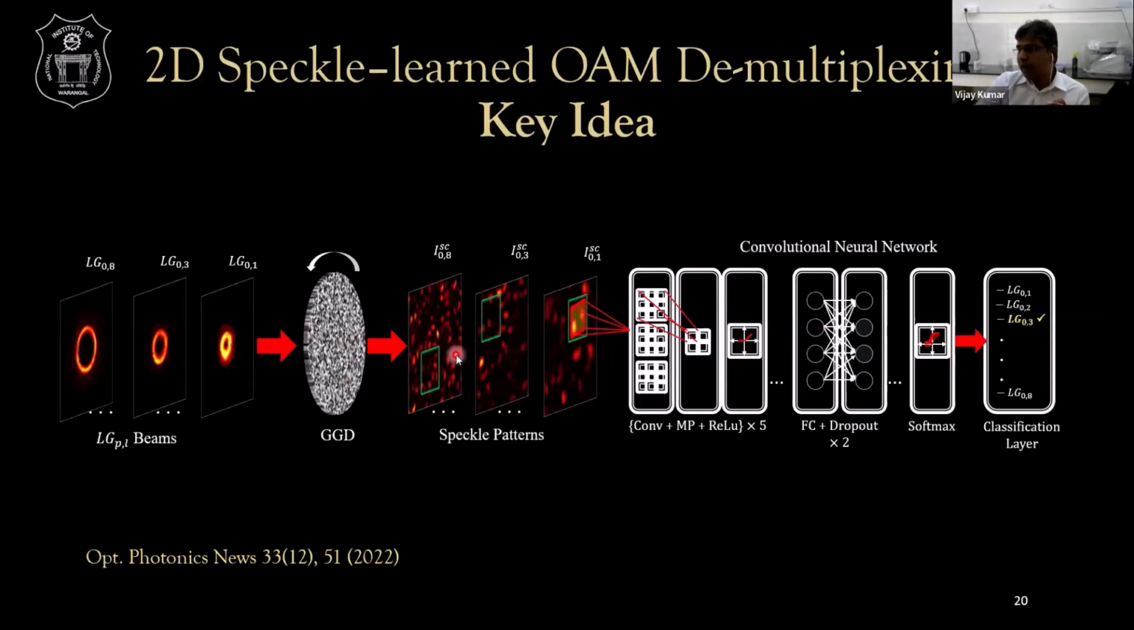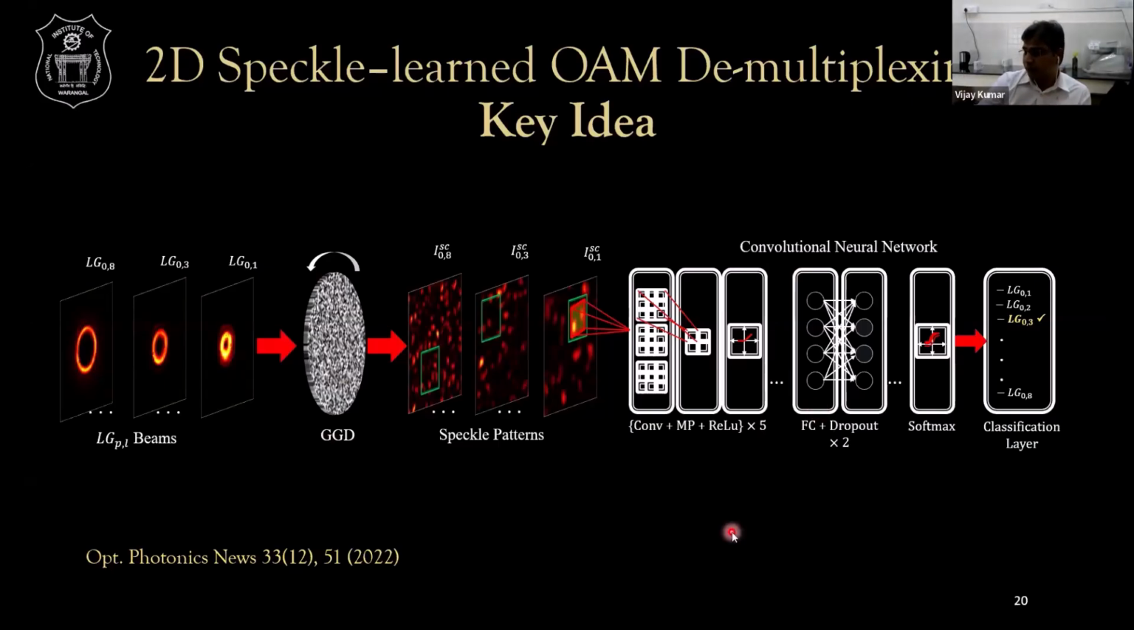And these speckles look random, but they are obviously not random. Every speckle contains the information of the corresponding beam. To a human eye it looks random, but the spatial distribution has a certain pattern, and if I train a neural network, it is able to understand it, and based on the spatial distribution, it can understand which beam this is.